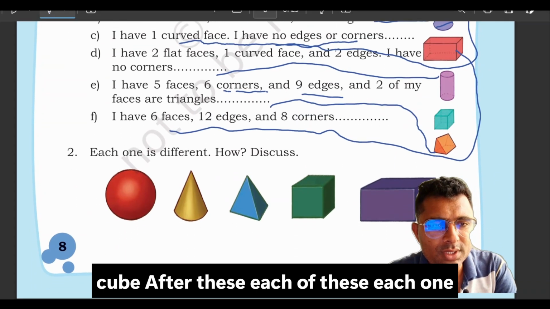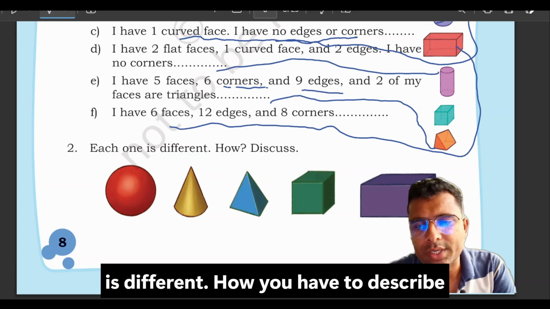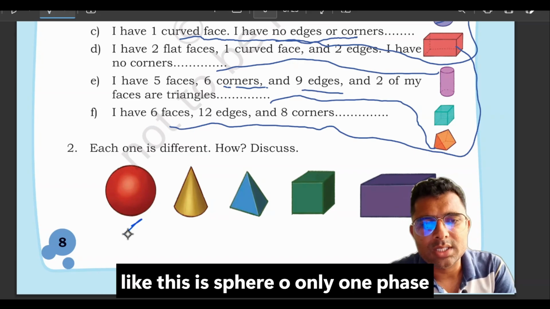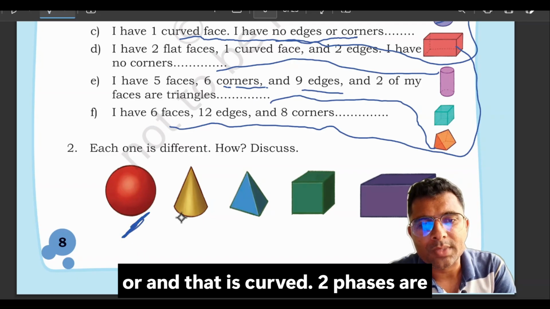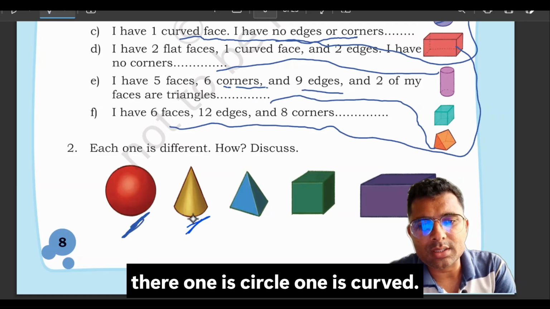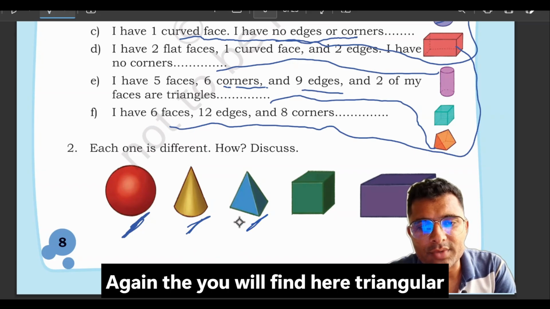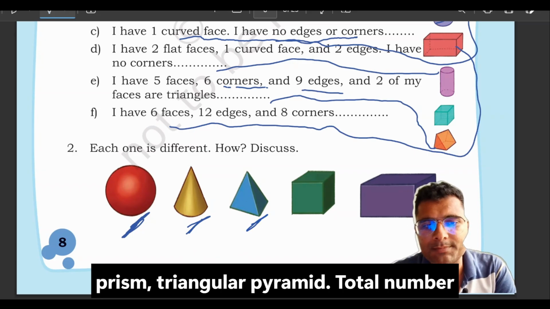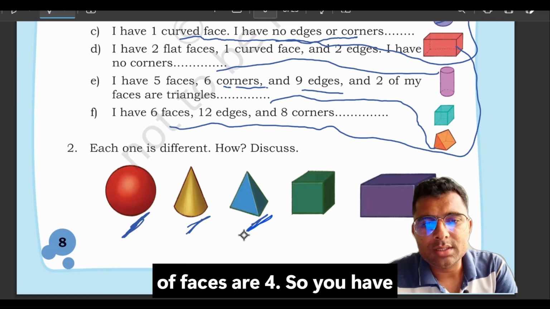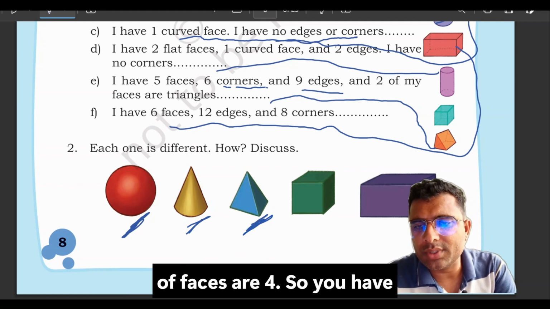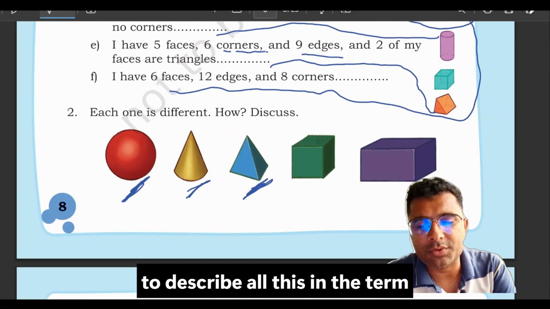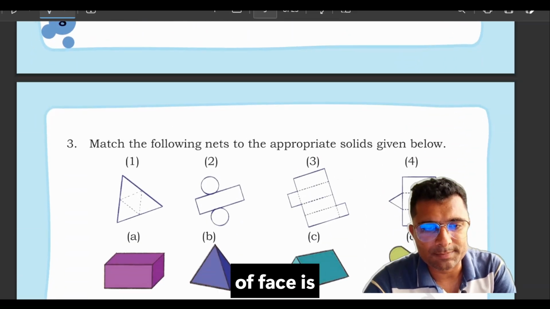After this, each one is different. You have to describe, like this is a sphere, only one face, and that is curved. 2 faces are there, one is a circle, one is curved. Again you will find here a triangular pyramid. Total number of faces are 4. So you have to describe all this in terms of faces, edges and corners.